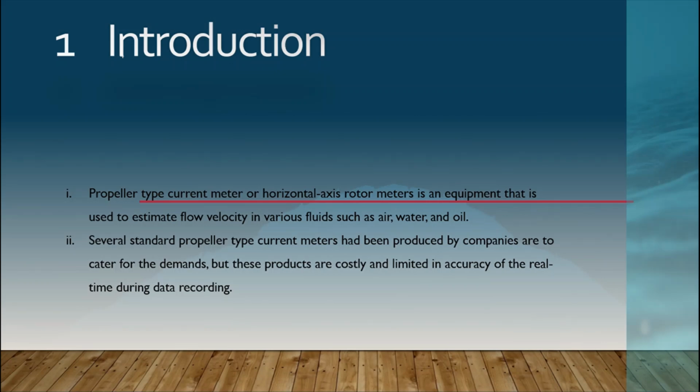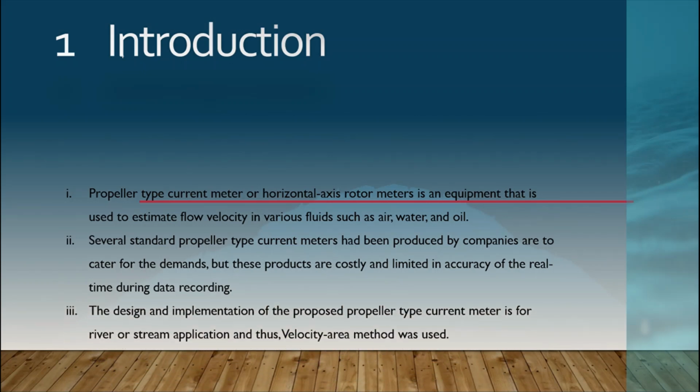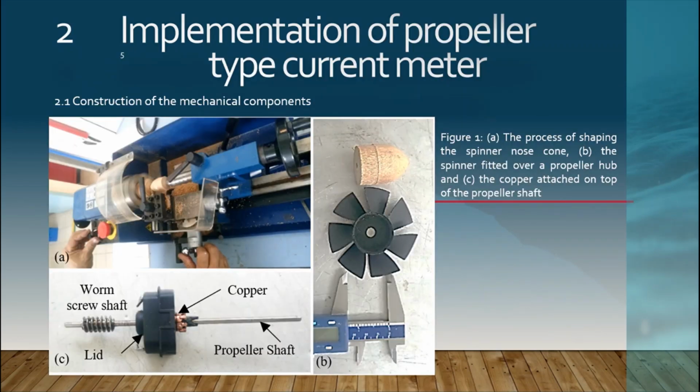Several standard propeller type current meters have been produced by companies to cater to the demand, but these products are costly and limited in accuracy of real time during data recording. The design and implementation of the proposed propeller type current meter is for river and stream application, and thus a velocity area method was used.